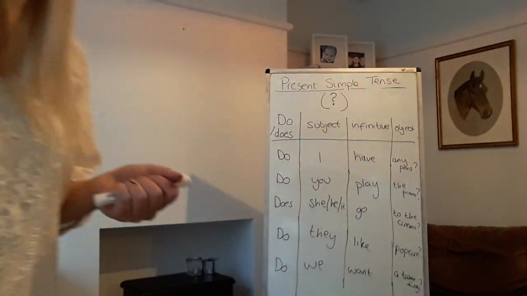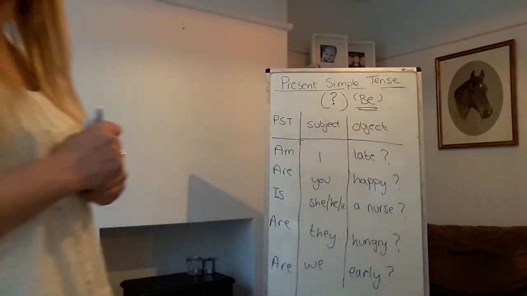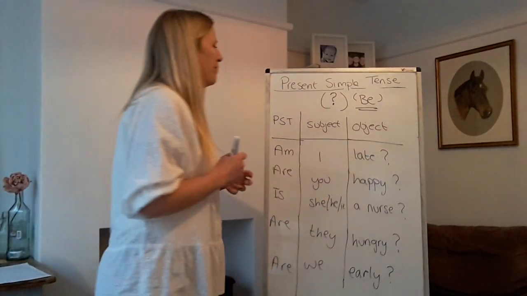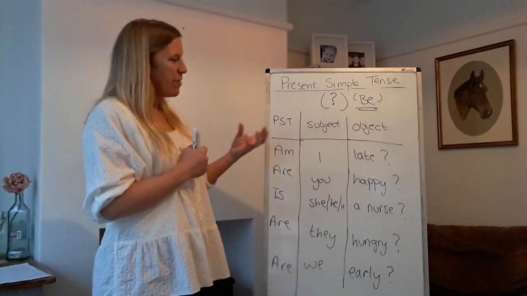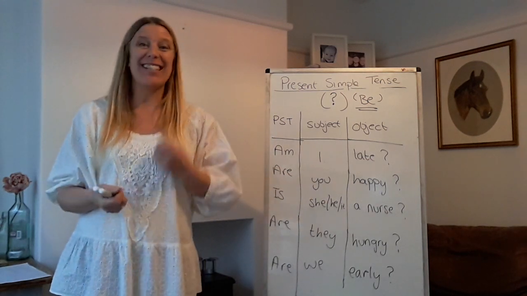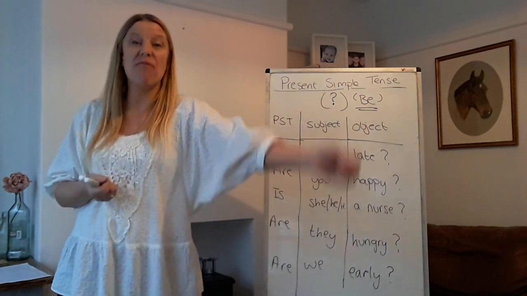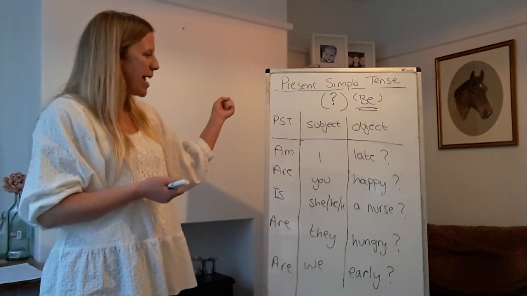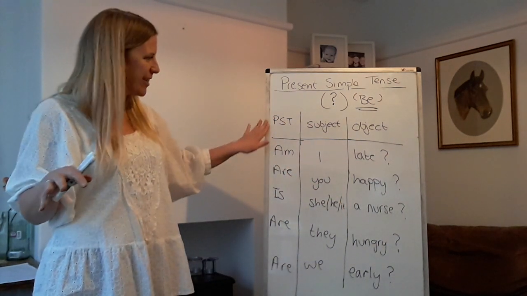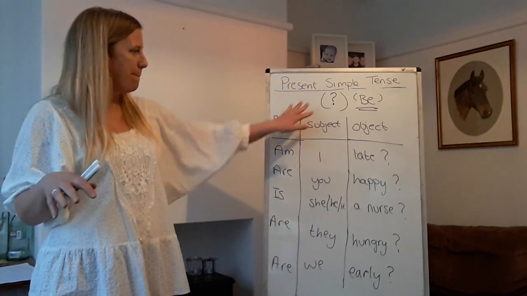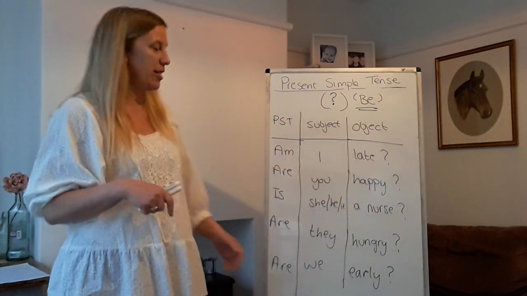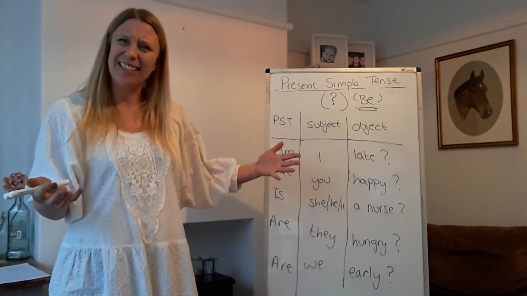Okay, one moment. I'll just put it on the board. Okay, so with all other verbs, as I say, we use the do, then the subject, then the infinitive form of the verb. With be, we use the present simple tense form of be, plus the subject, and then the object. So, am I late?